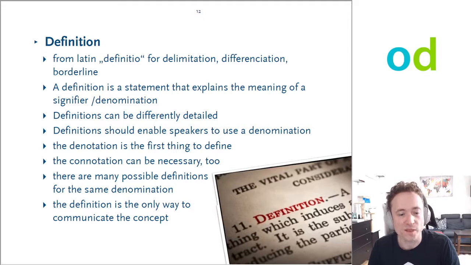What is not important? In the case of Wikipedia, you might know that there's a huge discussion about many articles. How should we define it? What is important? What do we have to include? What can we exclude? And this discussion reflects the variety of possible definitions.